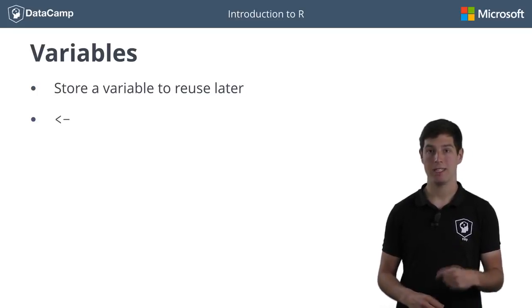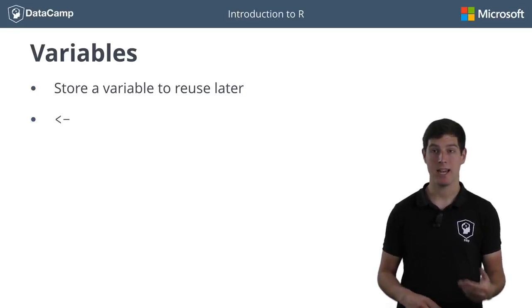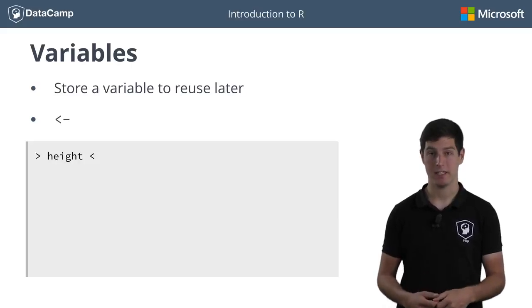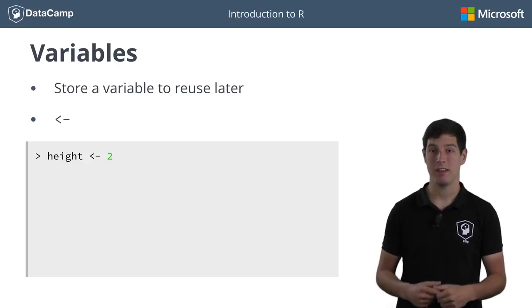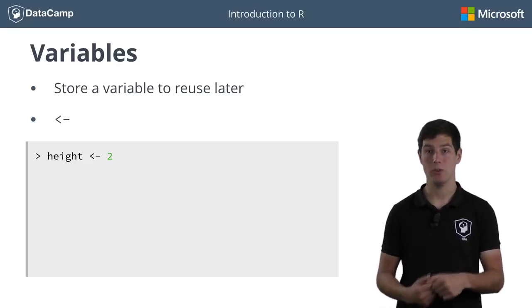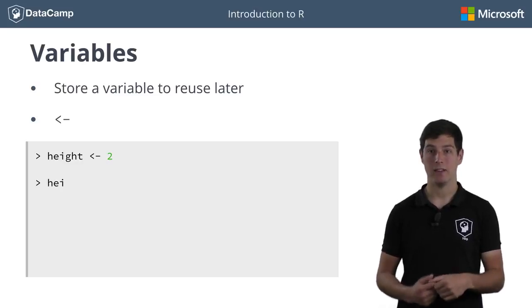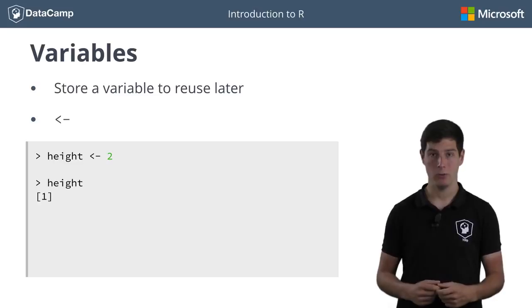Suppose the number 2 is the height of a rectangle. Let's assign this value 2 to a variable height. We type height <- 2. This time R does not print anything, because it assumes that you will be using this variable in the future. If we now simply type and execute height in the console, R returns 2.